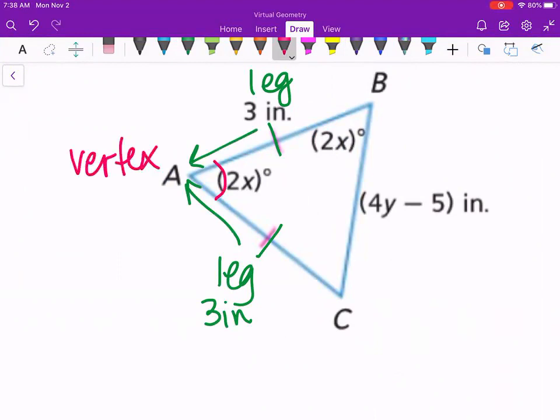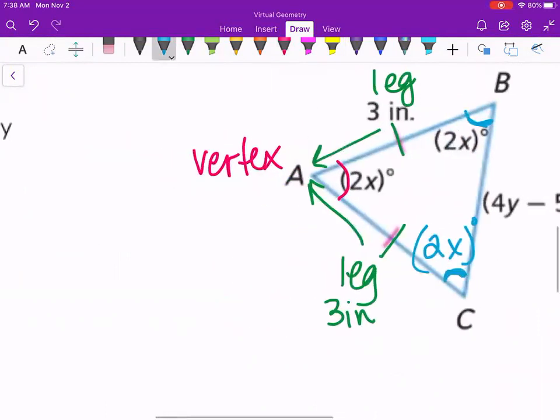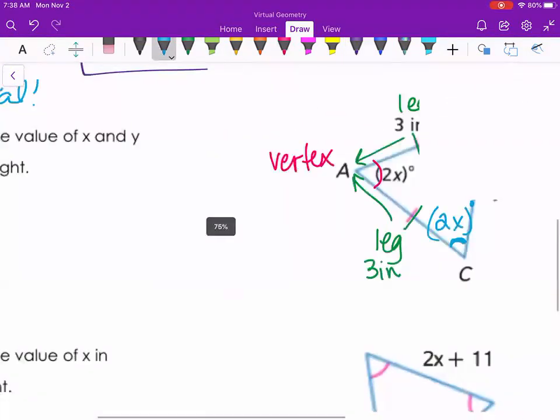So these other two angles have to be my base angles, which means if B is 2x, so is C 2x. And now I can solve this. Now notice before we do anything else, all three of these angles are exactly the same. Even though they're equations, they're still all the same. So when I solve this for my x and plug it back in, I should get the same values. So let's see what we get here. Let's solve this for x.